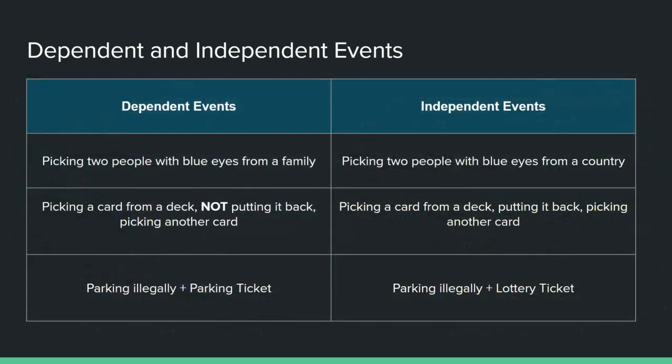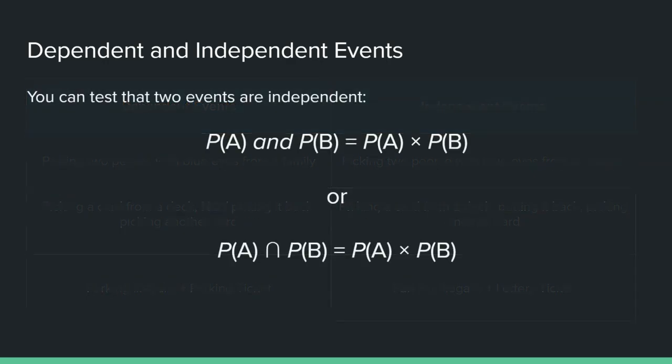I hope that my examples have made it clear that dependent events affect each other in some way and independent events do not. You can check whether events are dependent or independent by determining if the probability of the first event multiplied by the probability of the second event is the same as the probability of the two events occurring.